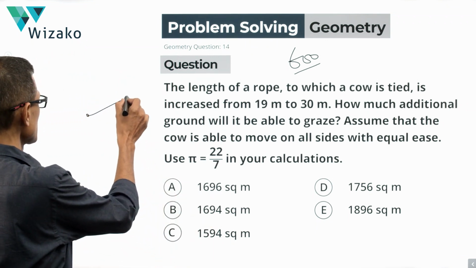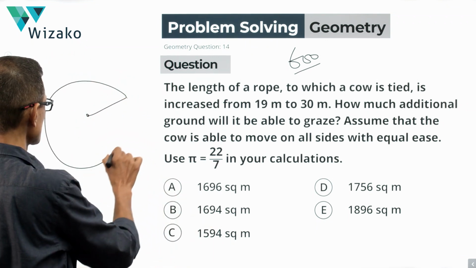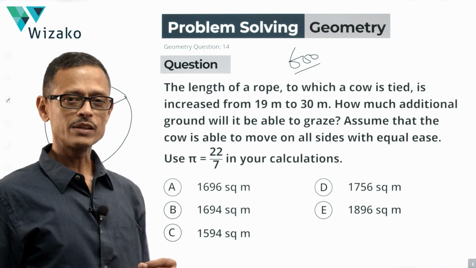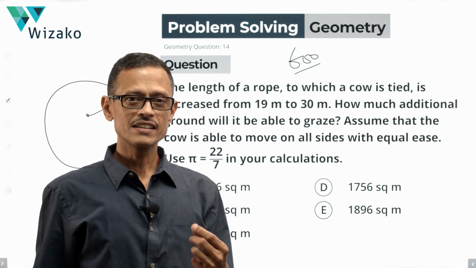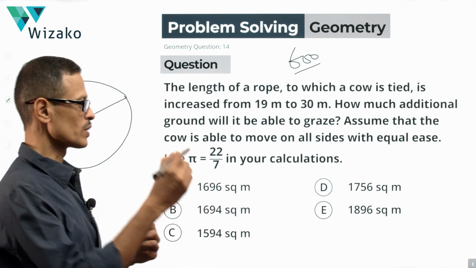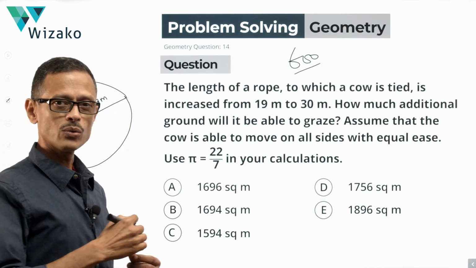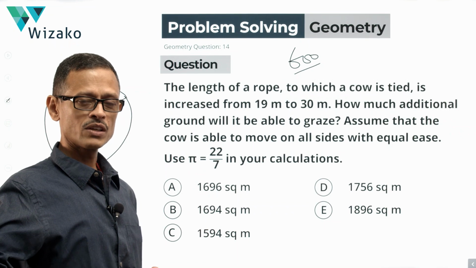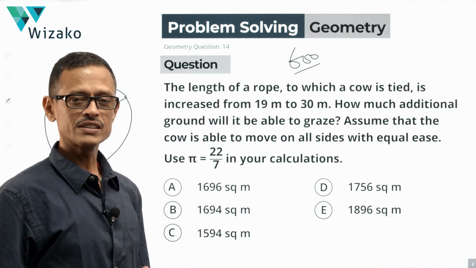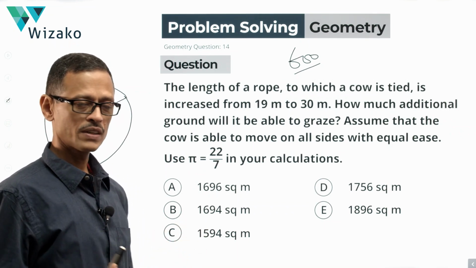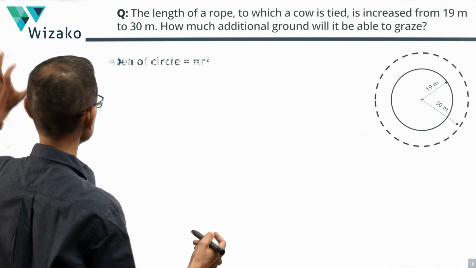The shape of the field that the cow will be able to graze is essentially going to be a circle. Initially, the length of that rope was 19 meters, so the radius of the circle initially was 19 meters. Now, the length of the rope has increased to 30 meters, so we are talking about a larger circle because the radius has increased to 30 meters. The question is, how much additional area will it be able to graze?